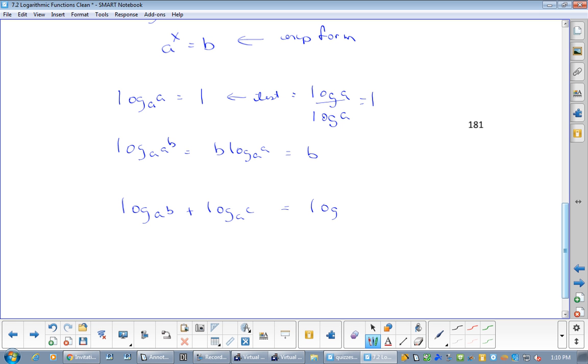Oh, you could do it that way, but what's the rule I taught you? If you're adding and these bases are the same, so if bases are the same, you keep the base, and what do you put here? B times C.